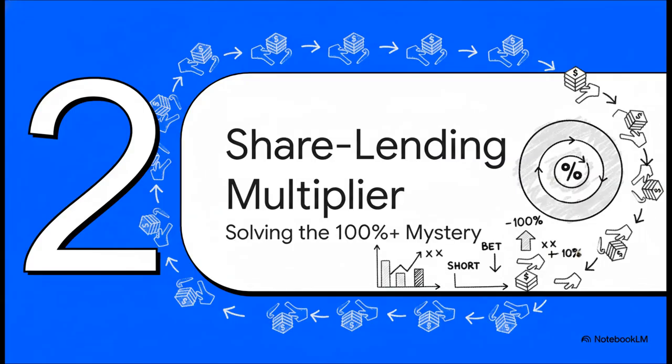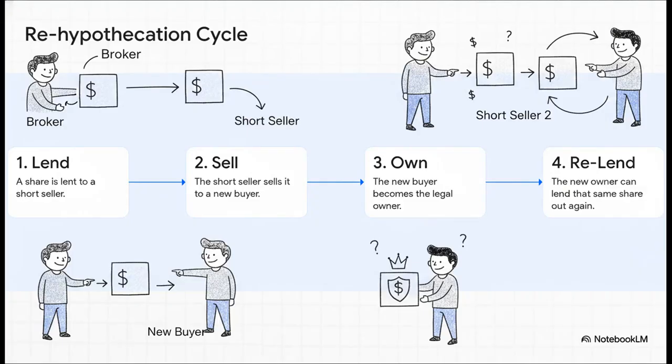All right, so back to our big mystery. How do we get from that simple bet against a stock to a short interest of over 100%? Well, the answer is in this really fascinating kind of hidden mechanism in the market called re-hypothecation. It creates what you can basically call a share lending multiplier. Let's walk through this step by step. So broker A lends one share to a short seller. That short seller then sells it on the open market to buyer B. Now here is the absolute key to this whole thing. Buyer B is now the 100% legal owner of that share. And because they own it, their broker can lend that exact same share out to a new short seller.